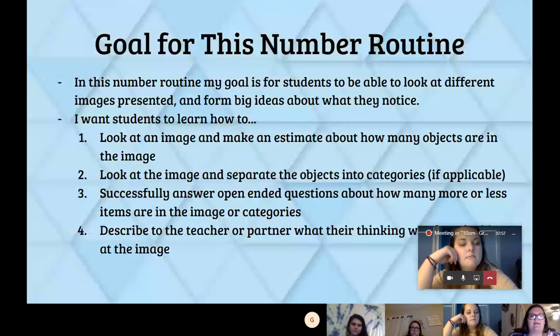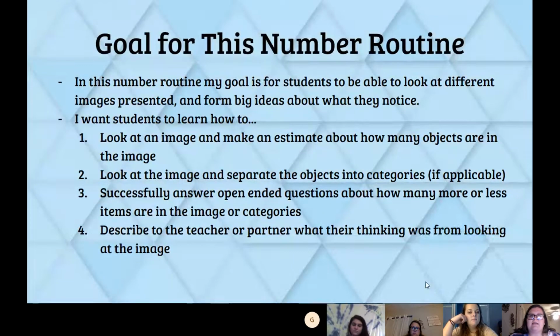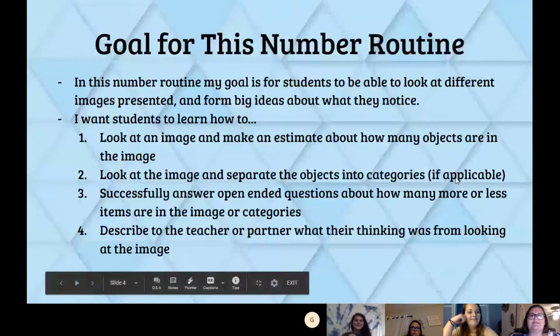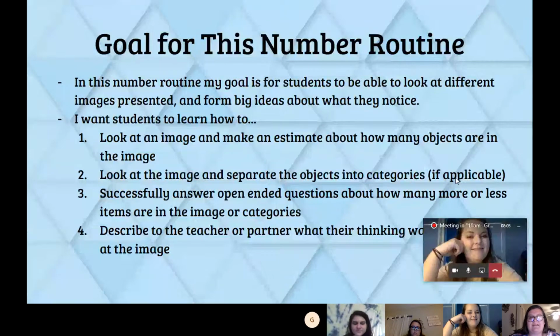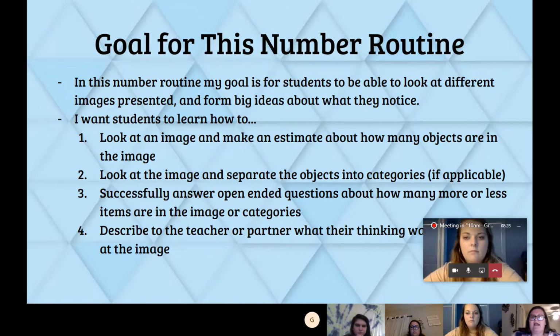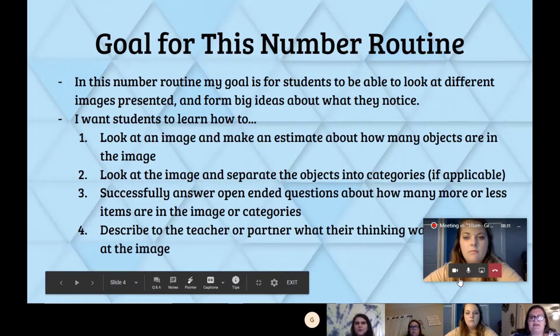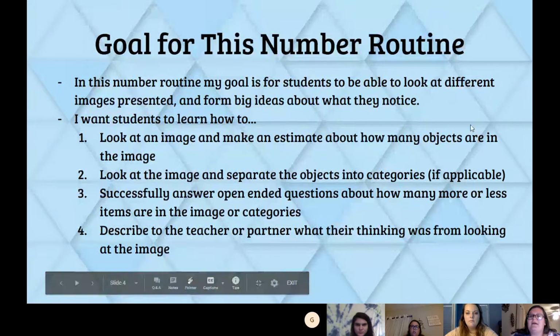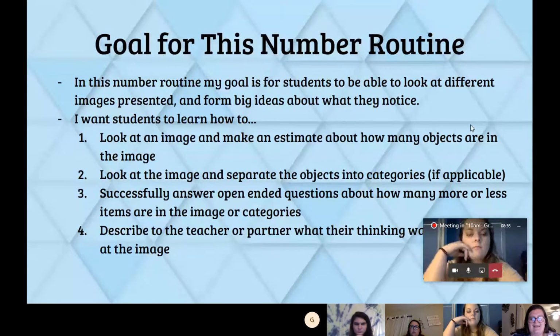My goal for this number routine is for students to be able to look at different images presented and form big ideas about what they notice. That would look like students learning how to look at an image and estimate how many objects there are, separating objects into categories if that applies, successfully answering open-ended questions about how many more or less items there are in an image or categories, and then describing to the teacher or partner what their thinking was from looking at the image.